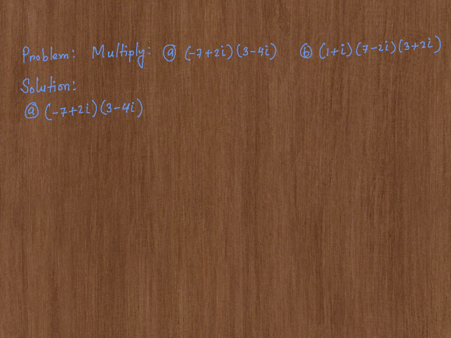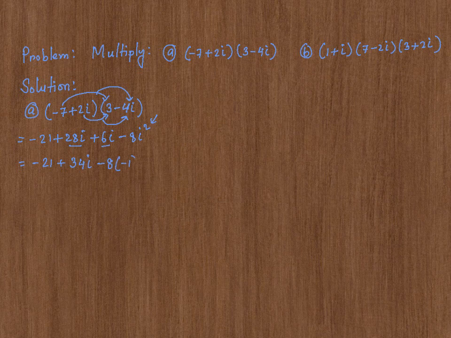So I need to multiply negative 7 with 3, that's going to give me negative 21. Then negative 7 times negative 4i is positive 28i. Then 2i times 3 is going to be 6i. Then 2i times negative 4i is negative 8i squared. Now keep in mind i squared is negative 1, so this is going to become a real number. So it's going to be negative 21 plus 28i plus 6i is 34i minus 8 times i squared.